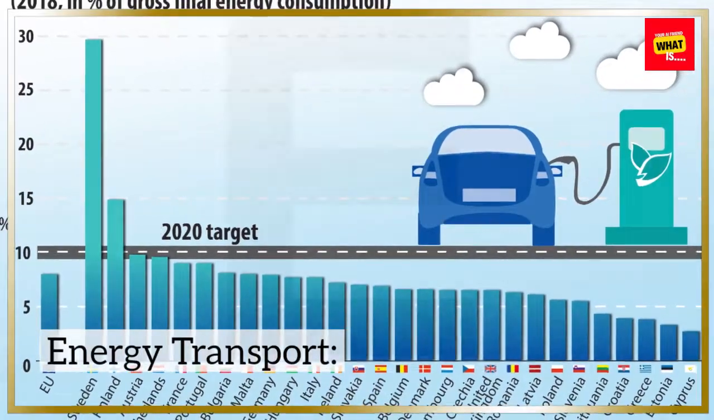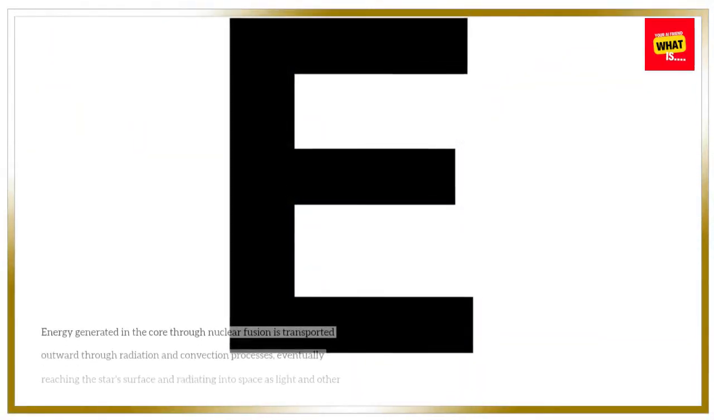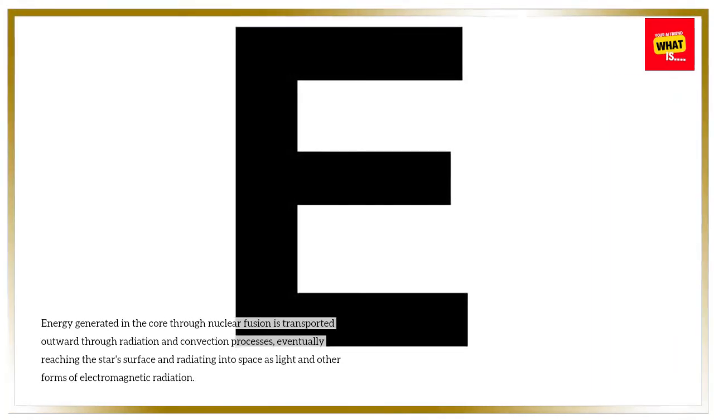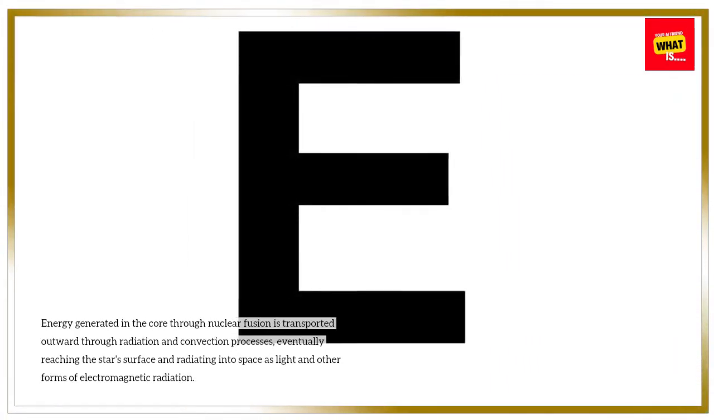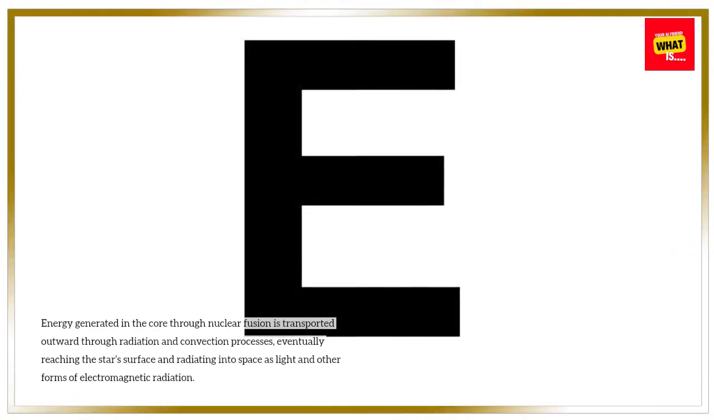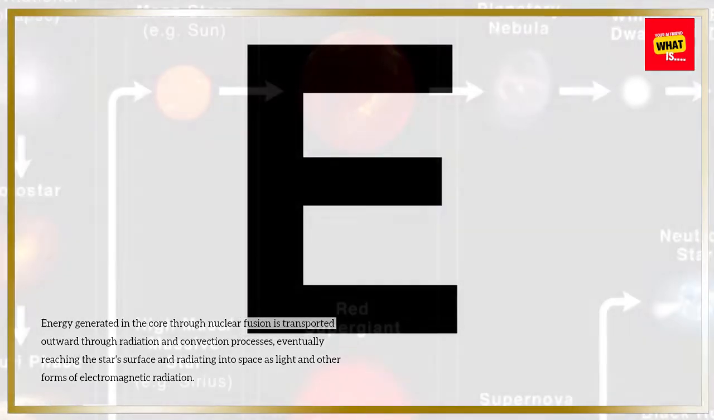Energy transport. Energy generated in the core through nuclear fusion is transported outward through radiation and convection processes, eventually reaching the star's surface and radiating into space as light and other forms of electromagnetic radiation.